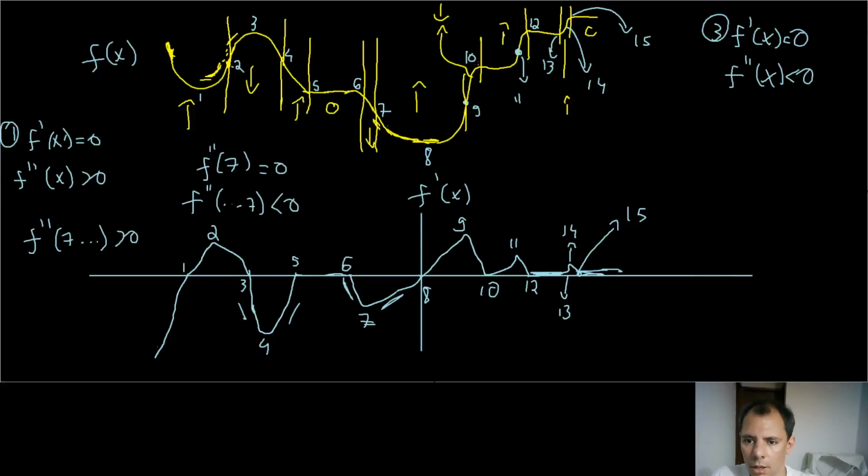Okay, now from 10 all the way to 11. Let's see what 10 is. At 10, you got the first derivative being 0. This is why 10 is not a maximum. Is 10 a maximum? No, it's not, because to the left of 10, the first derivative is positive, and to the right of 10, the first derivative is also positive. So this is not a maximum.